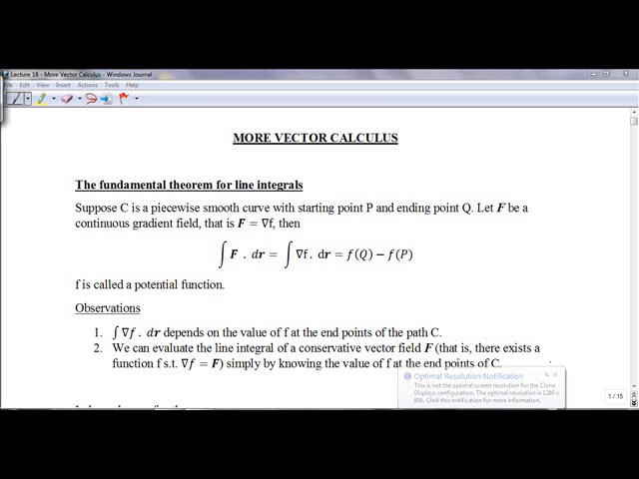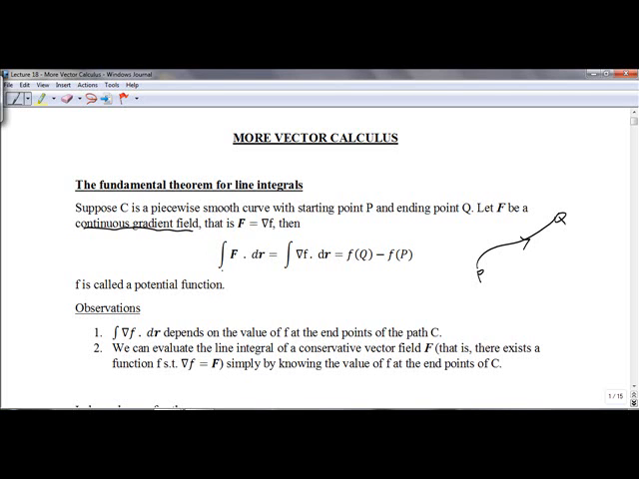The fundamental theorem for line integrals says that suppose C is a piecewise smooth curve with starting point P and ending point Q. So you have a curve like this, starting point P and Q, and let F be a continuous gradient field. And what do we remember the gradient field means? It means there is a particular function f such that the vector field F is its gradient.